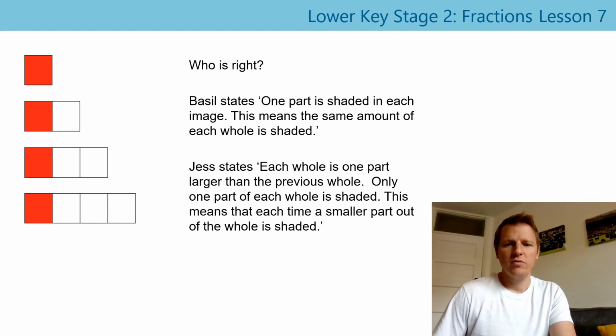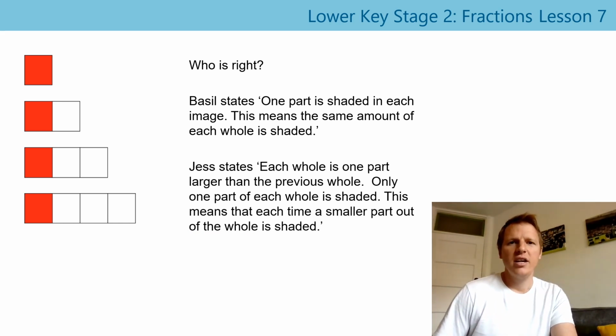Let's look at the rest of Jess's statement. Only one part of each hole is shaded. Yep, we said that already. That's the same as one of the things that Basil said. This means that each time a smaller part out of the hole is shaded. That's the really important part that we need to try and get our heads around.